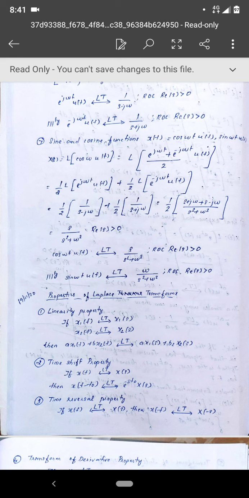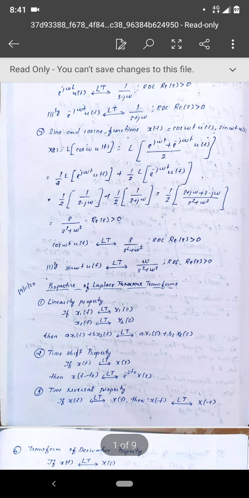So the first one is the linearity property. If Laplace transform of x1 of t leads to X1 of s and Laplace transform of x2 of t leads to X2 of s, then Laplace transform of the combination of the superimposed signal, that is a x1 of t plus b x2 of t, will be a X1 of s plus b X2 of s. So very easy to prove.